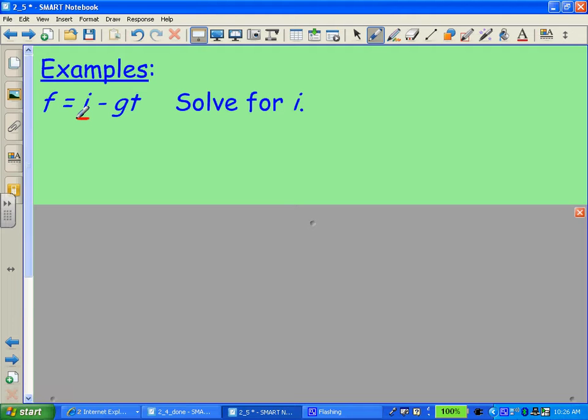Second step, identify what's happening to I. So we ask, what's going on with I here? What operations are happening? Well, you can see that there's really just one thing happening to it, and that's that it's being subtracted by GT. So to undo that, I'm going to add GT. And the rule still applies. Whatever I do to one side, I have to do to the other. So let's go ahead and do that. Plus GT, plus GT.